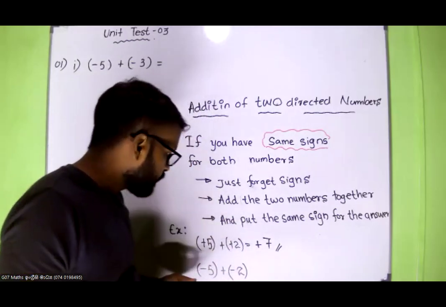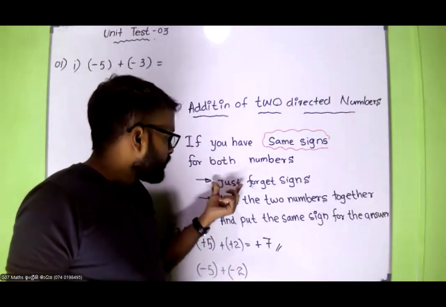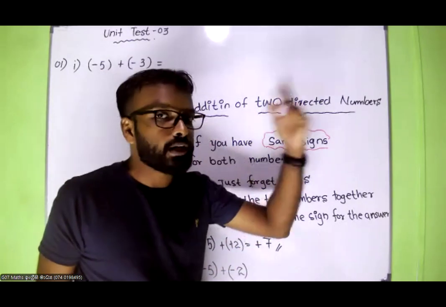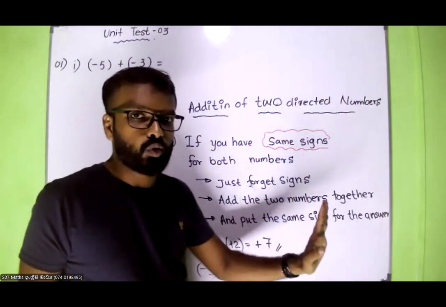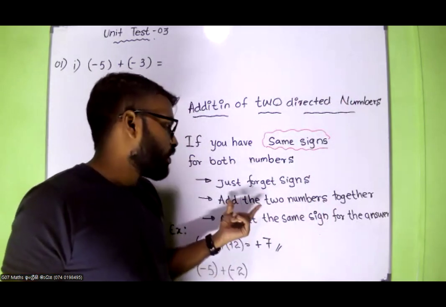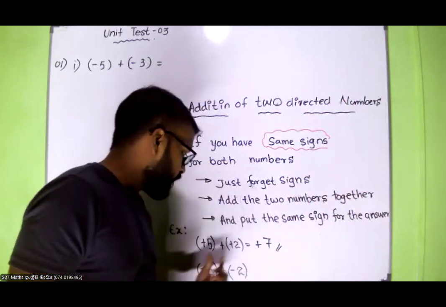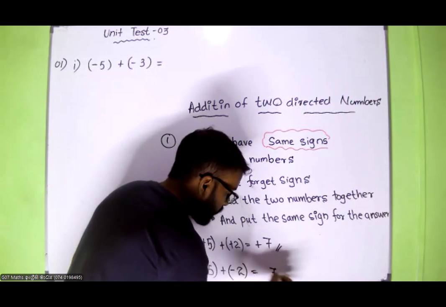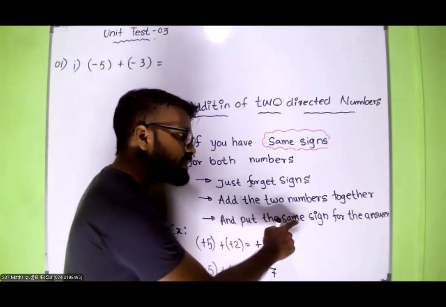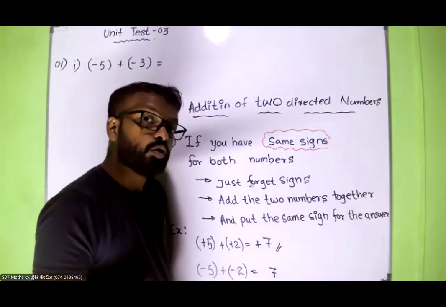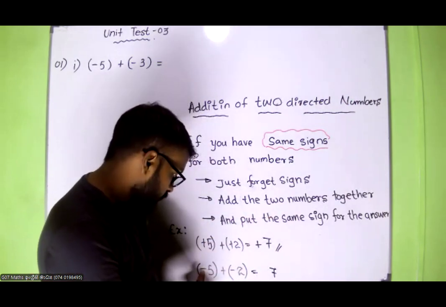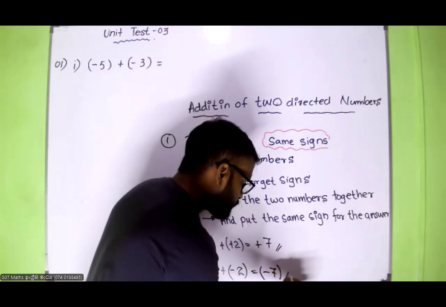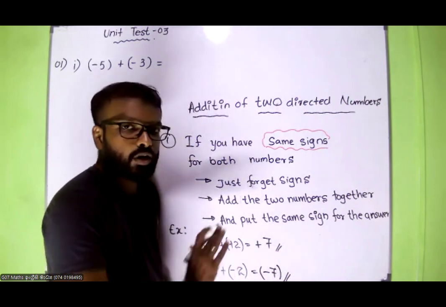Then what do I have to do? Just forget the signs. What are the signs? Negative, negative. I am going to forget them. So now I have 5 and 2. Add the two numbers together: 5 plus 2, 7. So this is my answer. And put the same sign for the answer. What is the same sign? Negative. So my answer should be negative. This is the way that you are going to do.